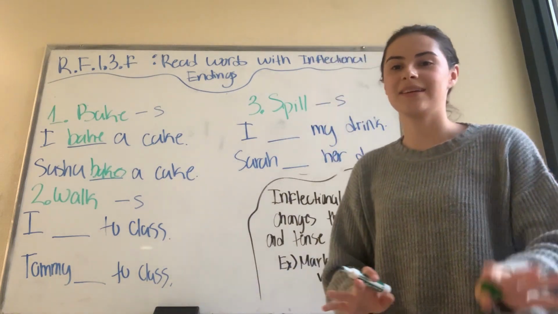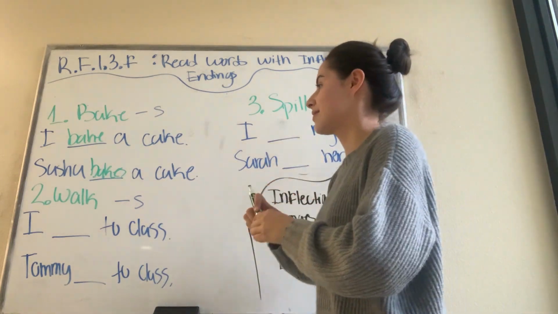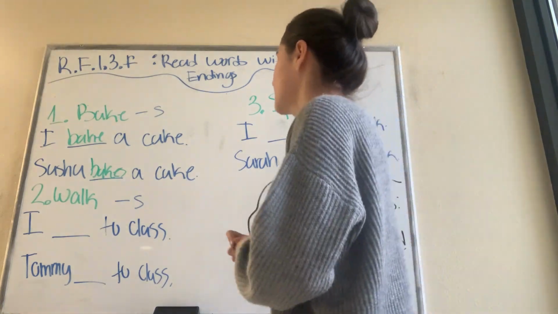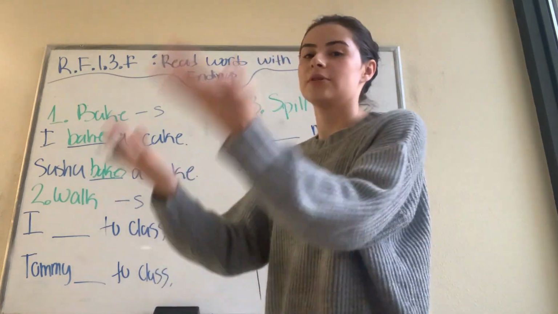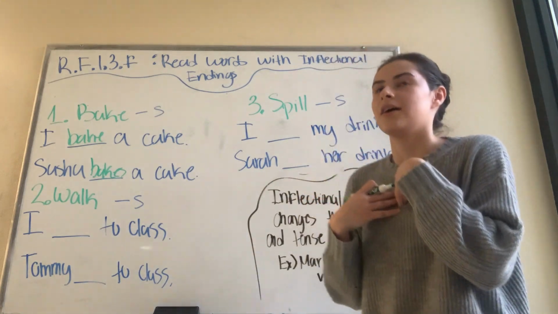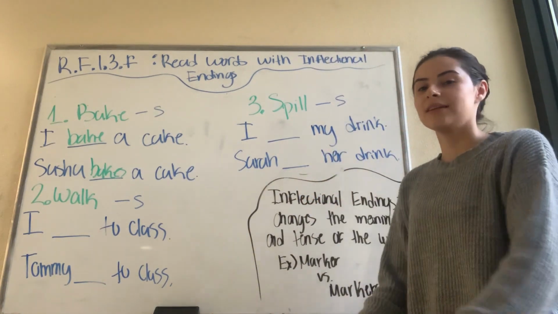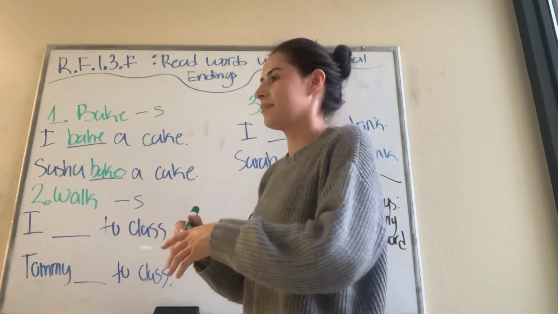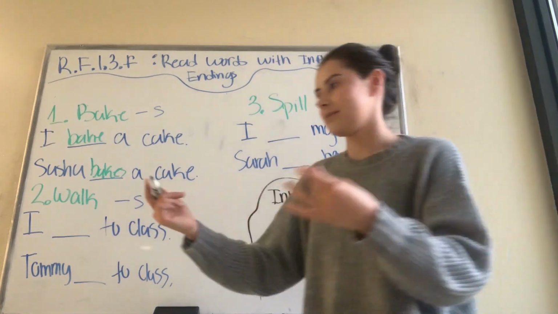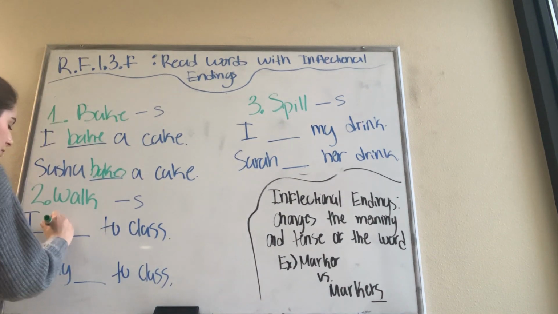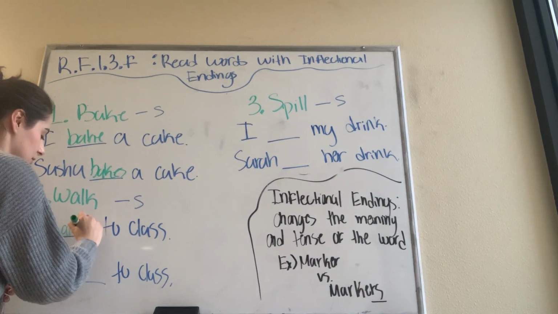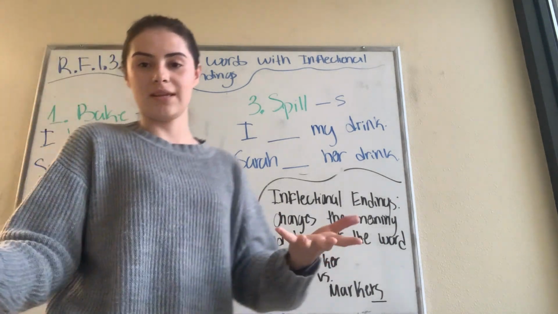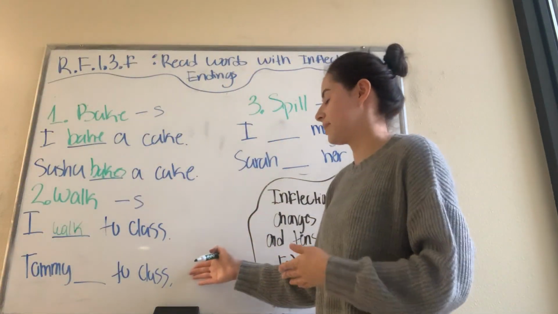Now, we're getting kind of used to it. First one, now the second. For the second word, we are using walk. So again, put yourself in the position. You're going down, you're strolling. I blank to class. I what to class? I walk to class.